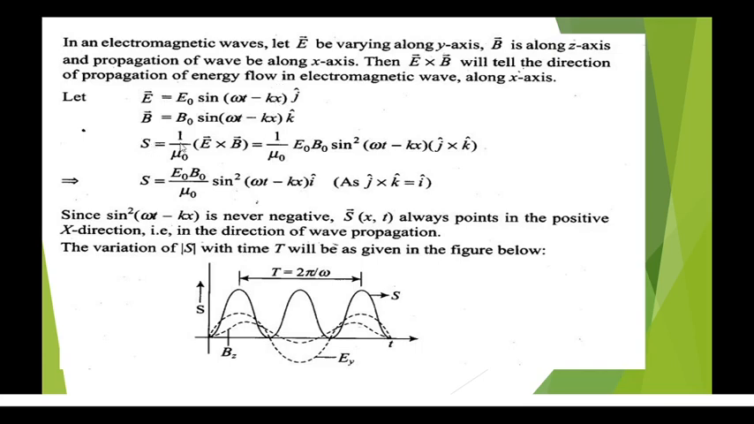So what is S? S is 1 by mu 0 E cross B. So we can do the cross product of E and B here. j cap cross k cap is i cap. So you get the expression as here. So the Poynting vector has the direction i cap. That means the energy is transferred along the x direction, which means the wave is propagating along the x direction. So the Poynting vector S, which varies with x and t, always points in the positive x direction. That is the direction of wave propagation.